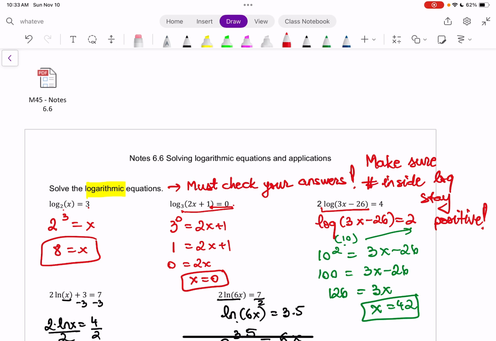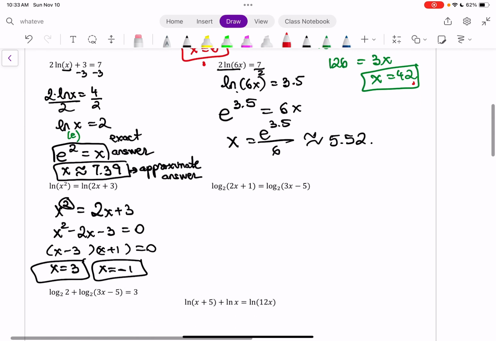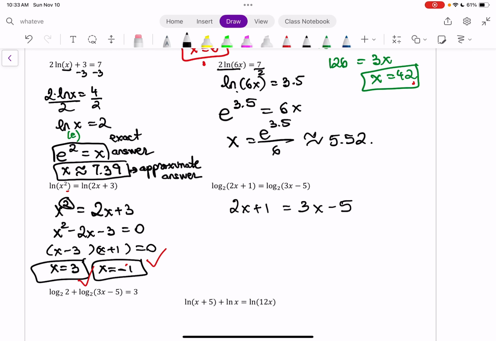Okay, and we didn't really check because I already checked for you. 8 is positive. When I plug in a 0, 2 times 0 plus 1 is positive. 3 times 42 minus 26 is positive. So all this was fine, but we need to make sure this works. And they actually both work, because 2 times -1 plus 3 is still positive. -1 squared, that's a positive 1, so that's okay. And of course 3 is going to be okay too. But be mindful of making sure that you get no negative numbers inside the log as you look back.